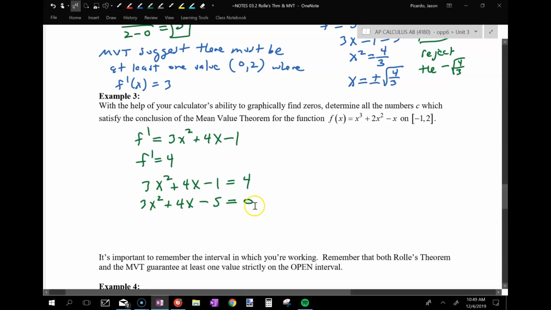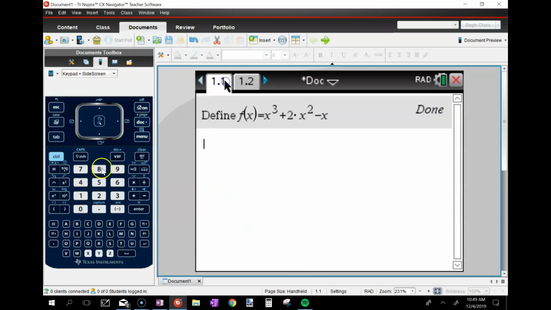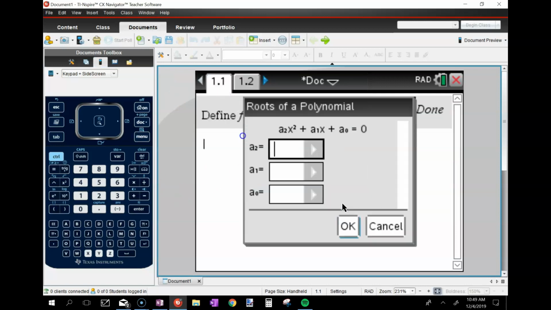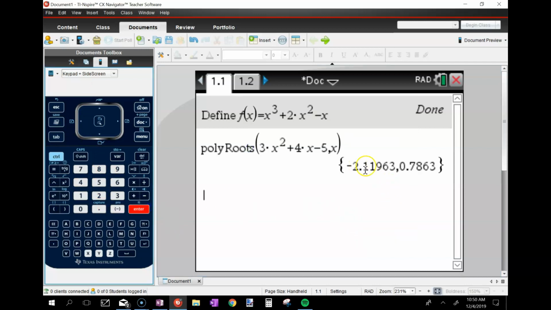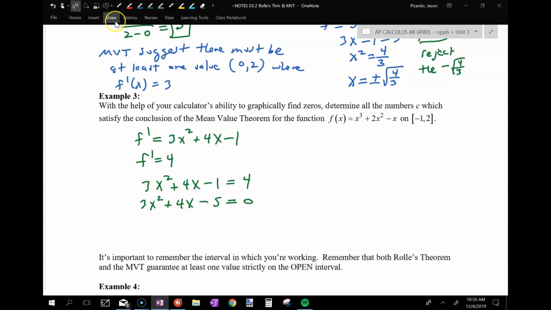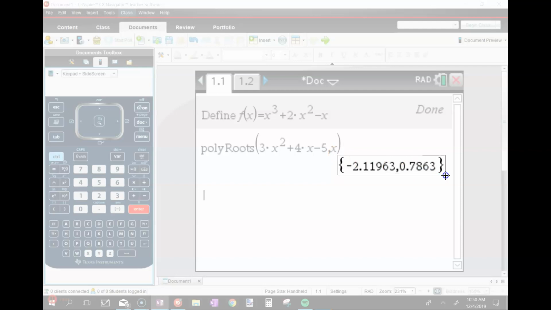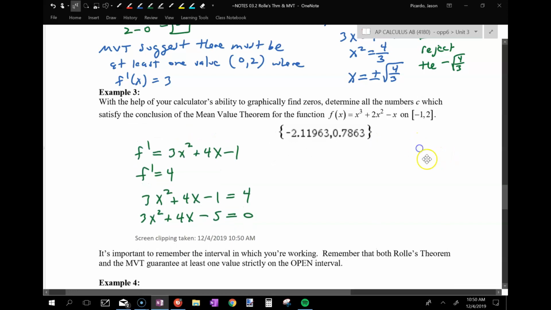Now, what do I want to know? I want to know the roots of this, right? Okay, well, we got our calculator. Let's take advantage of that. Let's go to PolyTools. 3, 4, -5. So these are my 2 solutions, okay? Let me take a snapshot of those. All right, got my 2 solutions.